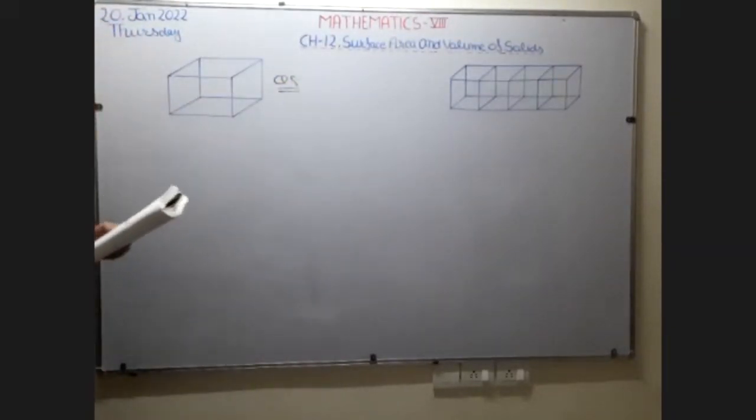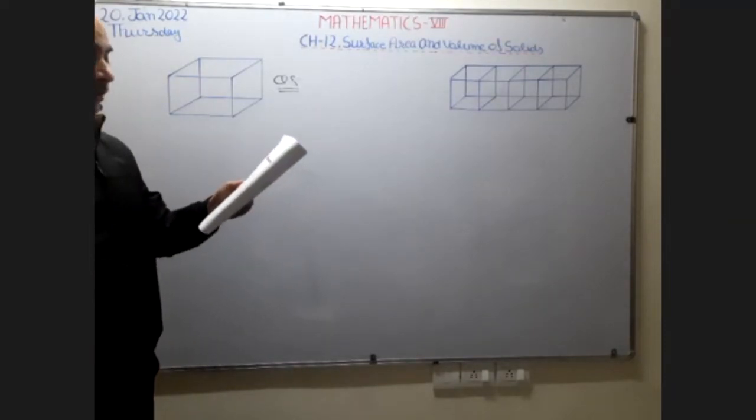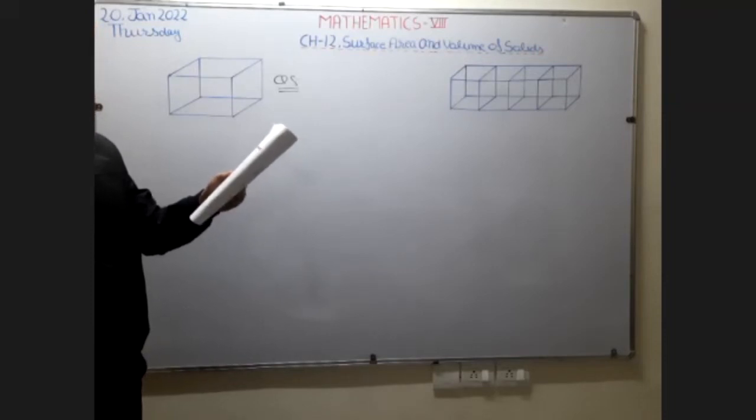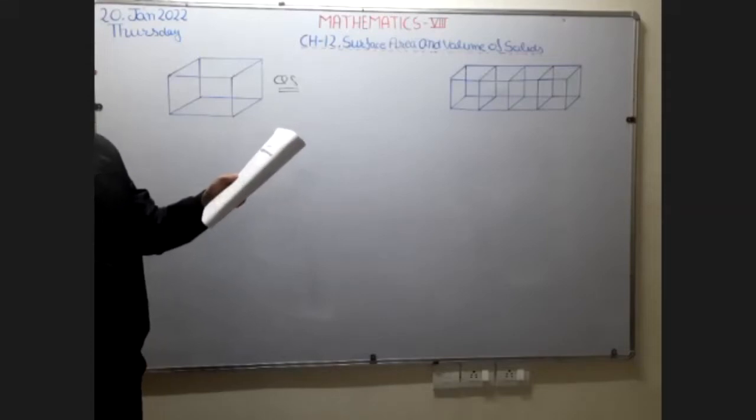Now what is given in this question? Check. A box is made of sheet metal, cost rupees 2,820 at the rate of rupees 30 per square meter. If the box is 5 meter long and 4 meter wide, find the height of the box.